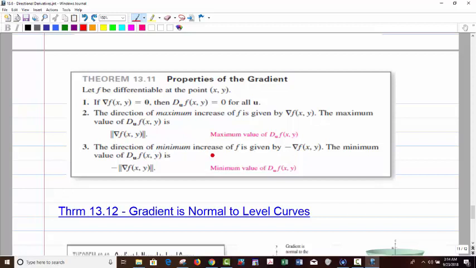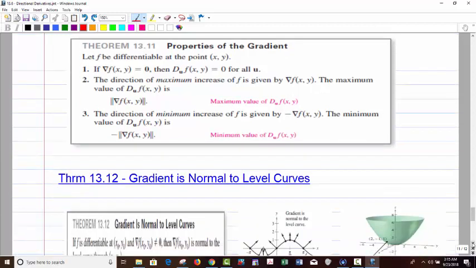So you see the direction of minimum increase is going in the direction of the negative gradient, and then the minimum value, the numerical value of that slope, is the negative of the magnitude of that gradient. So the gradient is the direction of where that maximum derivative is occurring.